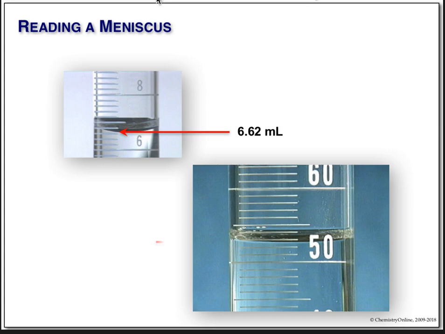With our larger graduated cylinder, again, reading from the bottom of the meniscus, this is 50, 51, 52, so we're sure of 52. And it kind of looks like it's most of the way up towards 53. We could call it 52.8. Any questions?